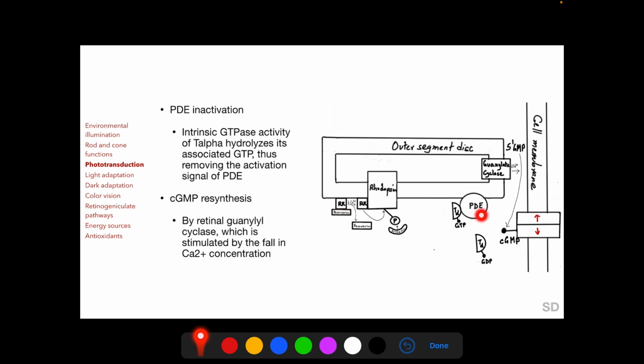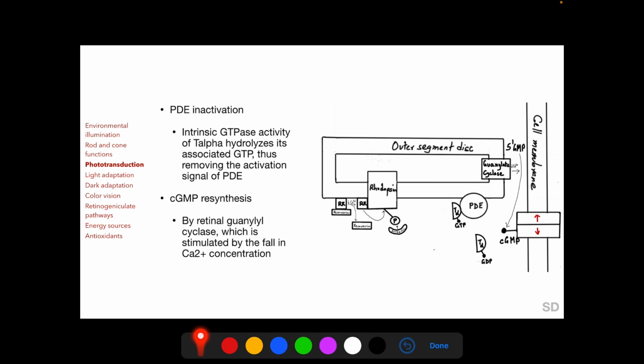Inactivation of cyclic GMP phosphodiesterase occurs through intrinsic GTPase activity of the T-alpha subunit of transducin, which hydrolyzes its associated GTP to GDP, thus removing the activation signal of phosphodiesterase.